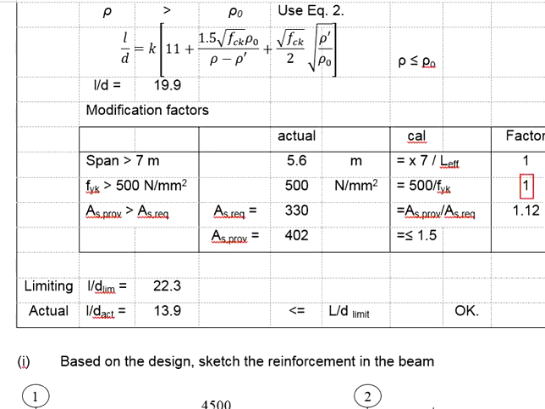The second correction factor is about the reinforcement. When the specified yield strength of the reinforcement is not equal to 500 Newton per mm square, there will be a correction factor. In this case, the FYK used is 500 Newton per mm square. That means there is no correction factor for the specified yield strength. Next, there will be correction factors due to the amount of reinforcement provided.